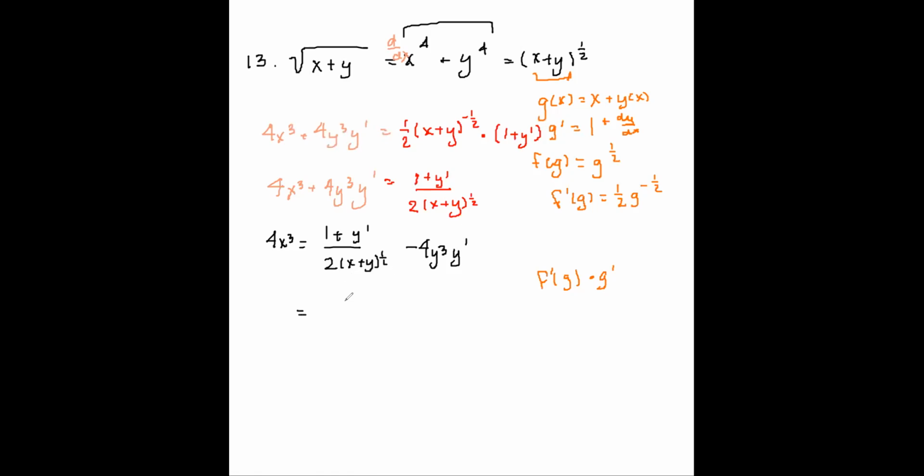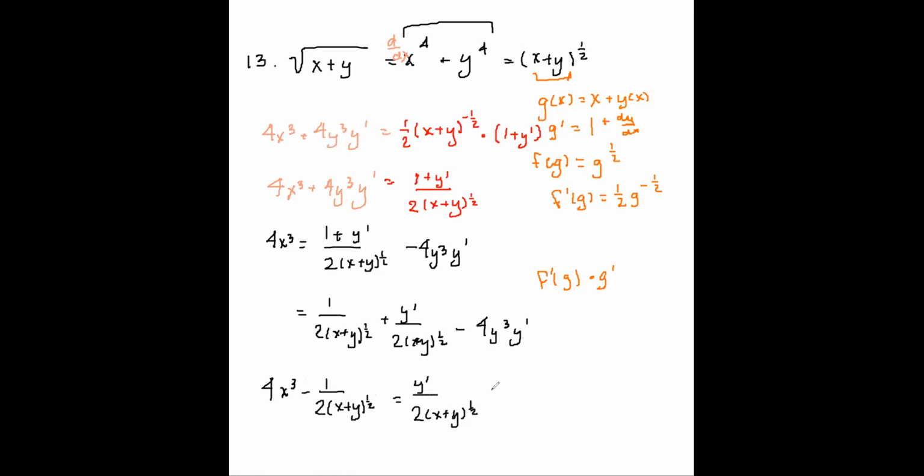I can simplify this into 1 over 2x plus y to the 1/2 plus y prime over 2x plus y to the 1/2, plus 1/2 minus 4y cubed y prime. I couldn't break it up if it was in the denominator, but since it's in the numerator, I can. So I'm going to make this 4x cubed minus 1 over 2x plus y to the 1/2 is equal to y prime over 2x plus y to the 1/2 minus 4y cubed y prime. And now I can factor out y prime times 1 over 2x plus y to the 1/2 minus 4y cubed.